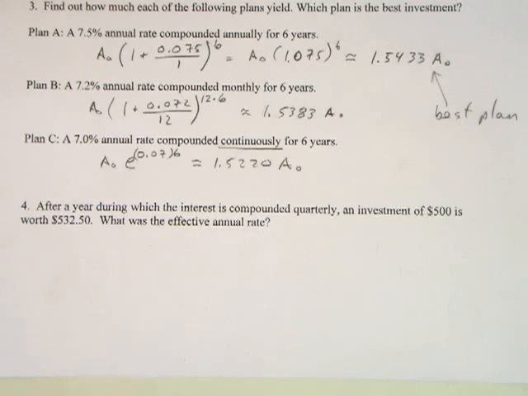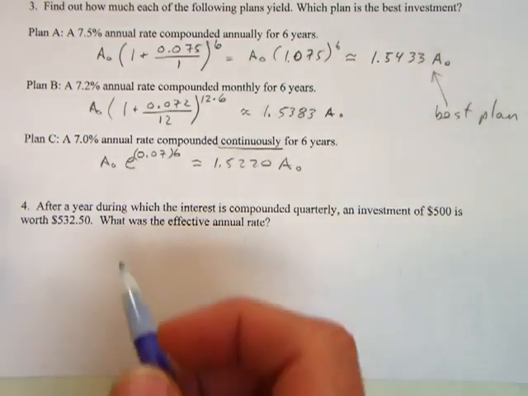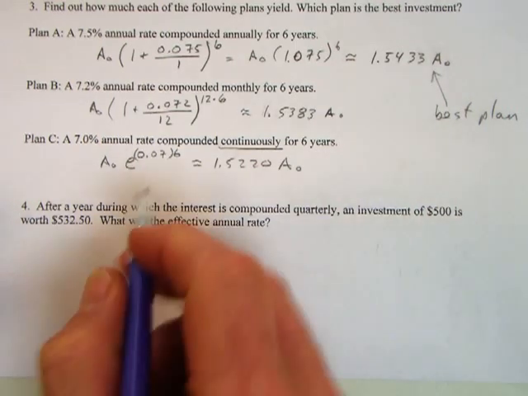After a year during which the interest is compounded quarterly, an investment of $500 is worth $532.50. What was the effective annual rate? What I'm going to do right now is show you where that formula came from on the previous problem on the other page of the notes.